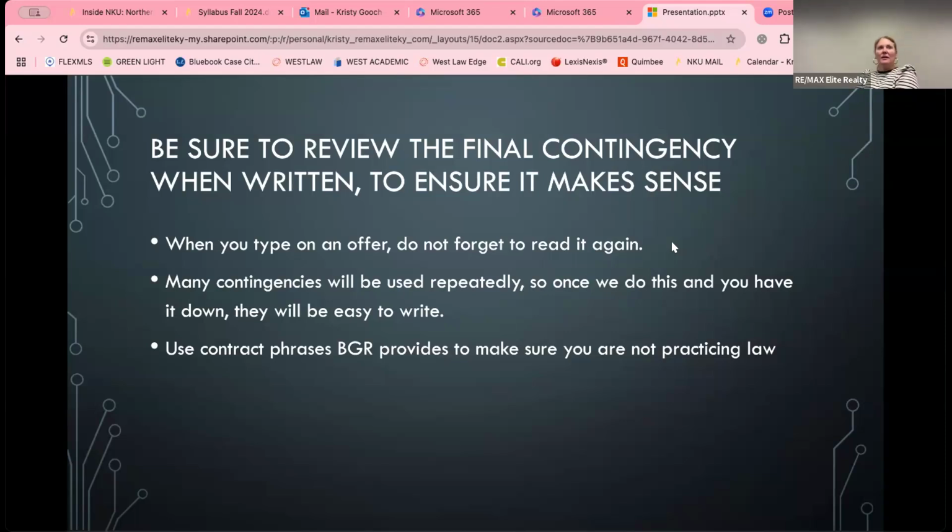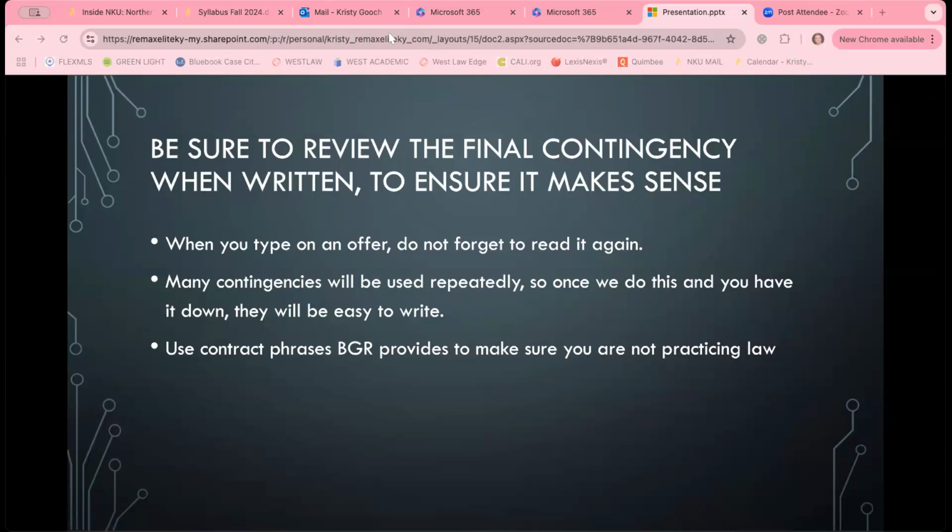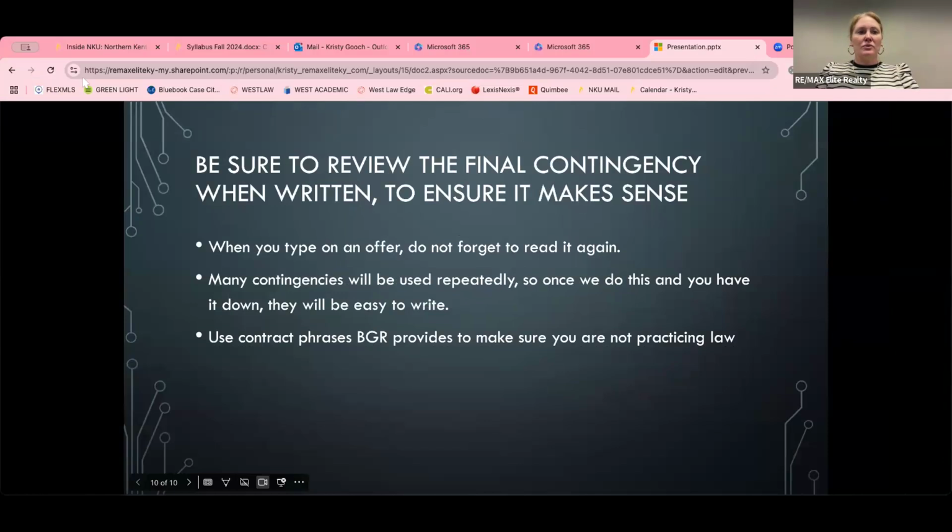That's good. Okay, so now we're going to practice. We are going to write a contingency, and I'm going to pull up Word if I can get it. And we're going to write it together. So can you guys still see my screen, a blank Word document? Okay. What contingency do you want to write?